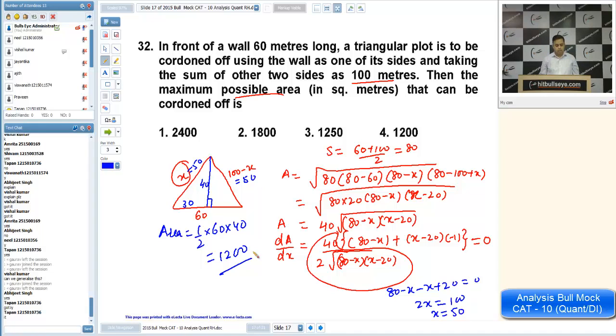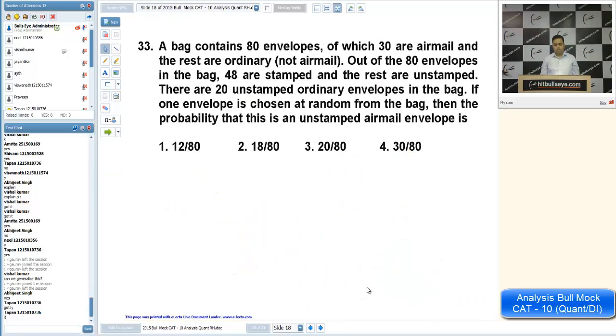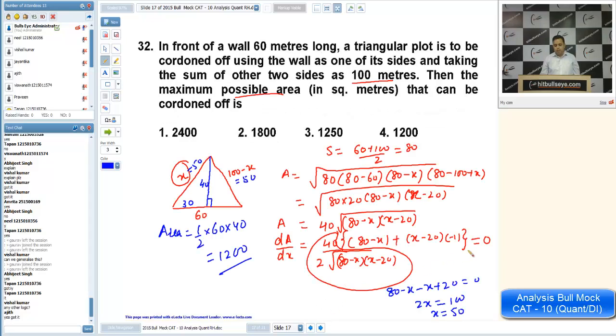Okay, now come to the next question. This was a question of Vishal. There is no other logic. Actually, you can solve the question by hit and trial only, but you will not get the proper solution.